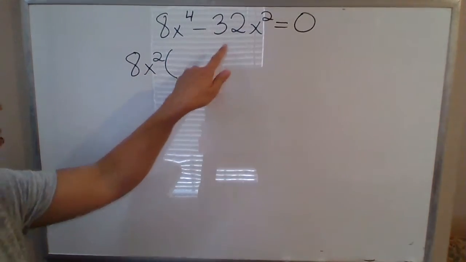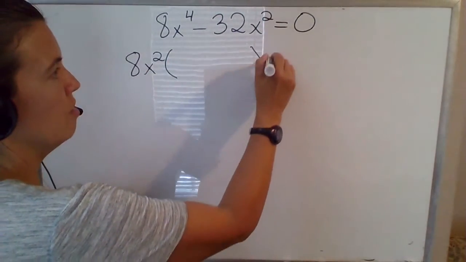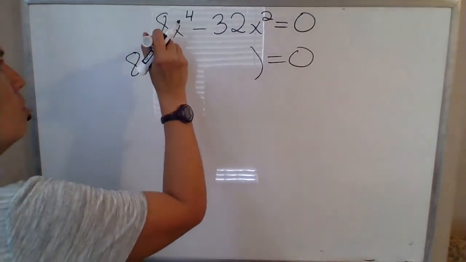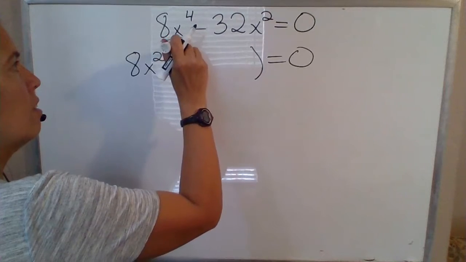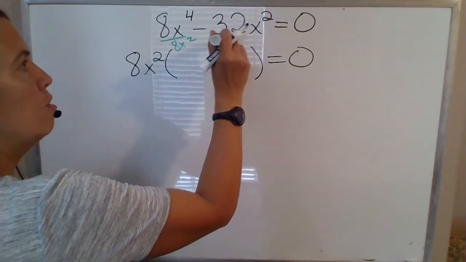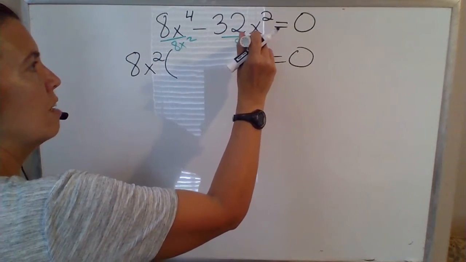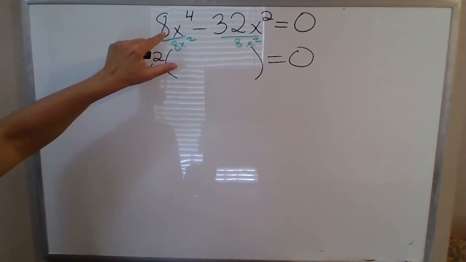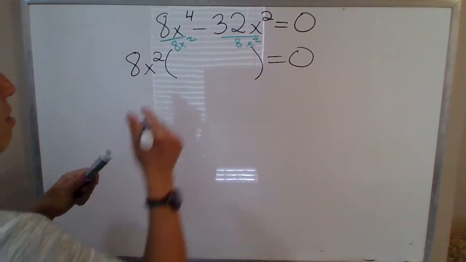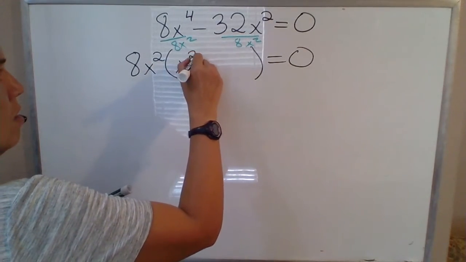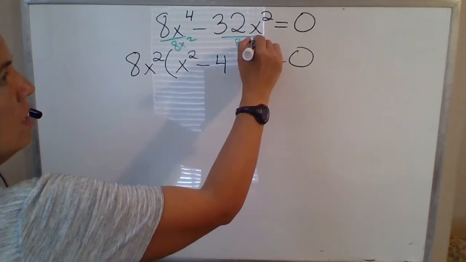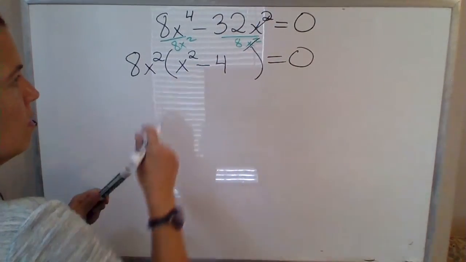Now, in order to figure out what's left, what goes in the parentheses here, one way to do that is to divide by whatever you factored out. So in this case, 8x squared. If you divide each part of this by 8x squared to see what's left. So here the 8's will cancel. X to the fourth divided by x squared leaves you with x squared. Minus 32 divided by 8 is 4, and the x squareds cancel.